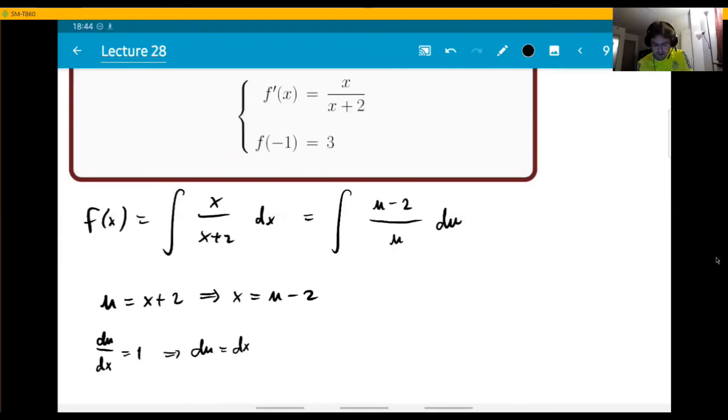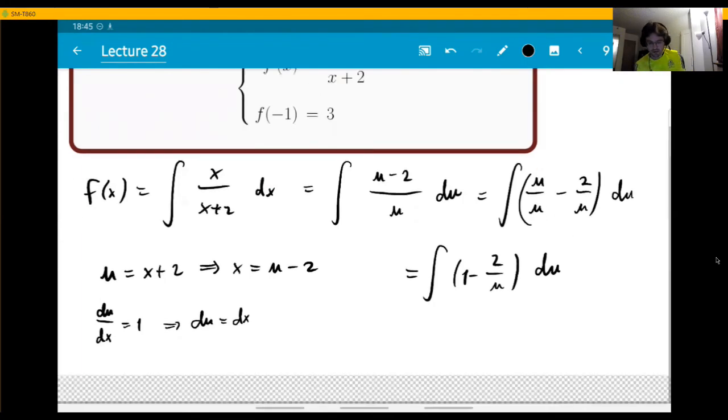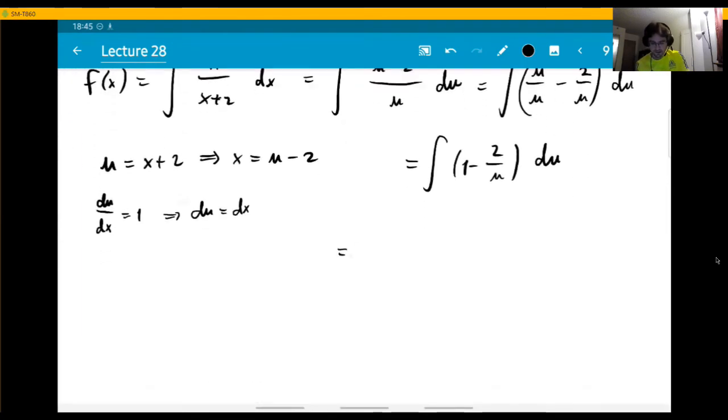And now it is possible to split this up into two separate integrals, u over u minus 2 over u. In other words, 1 minus 2 over u du. Fractions do split up in sums like this when the sum is in the numerator, not denominator. How do we calculate this integral now? Integral of 1 is u. Integral of 1 over u is ln of absolute value of u. And you have a minus 2 multiplying that function.